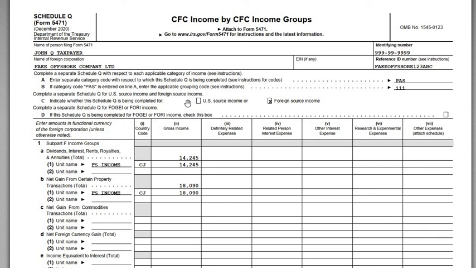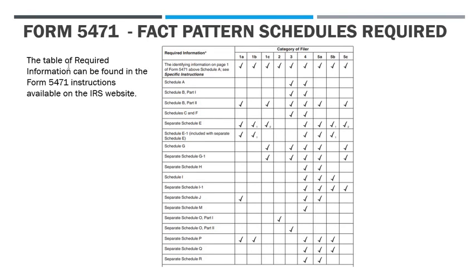So who needs to file this with the Form 5471? Well, if we go back to our 5471 table, we can see here at the second from the bottom we have separate Schedule Q, and this is required for Cat 4 filers, Cat 5A, and 5B. Now, you remember our sample fact pattern, we have John Taxpayer. He's a Category 4 and 5A filer, so we have to complete this schedule.